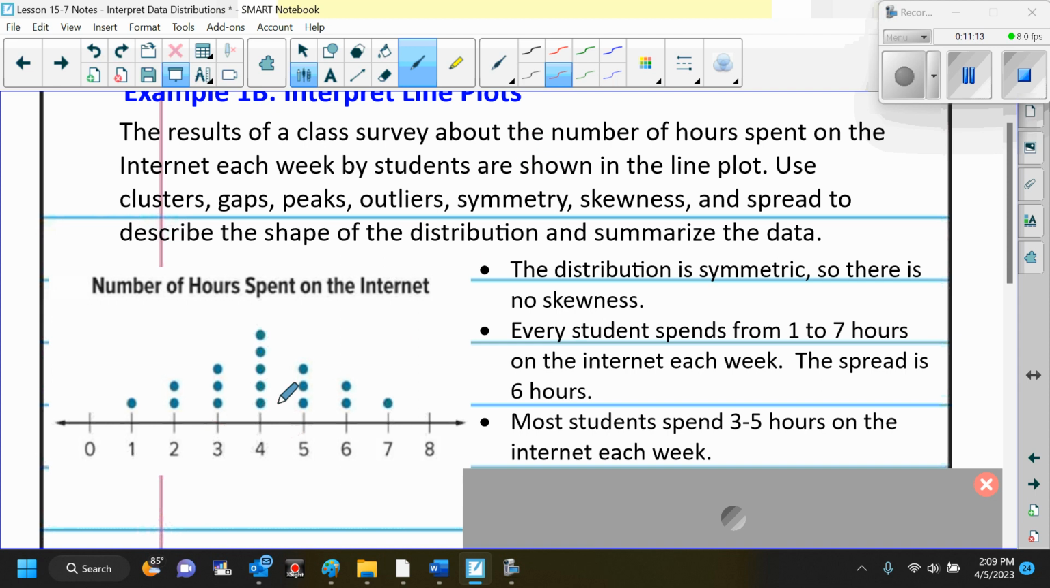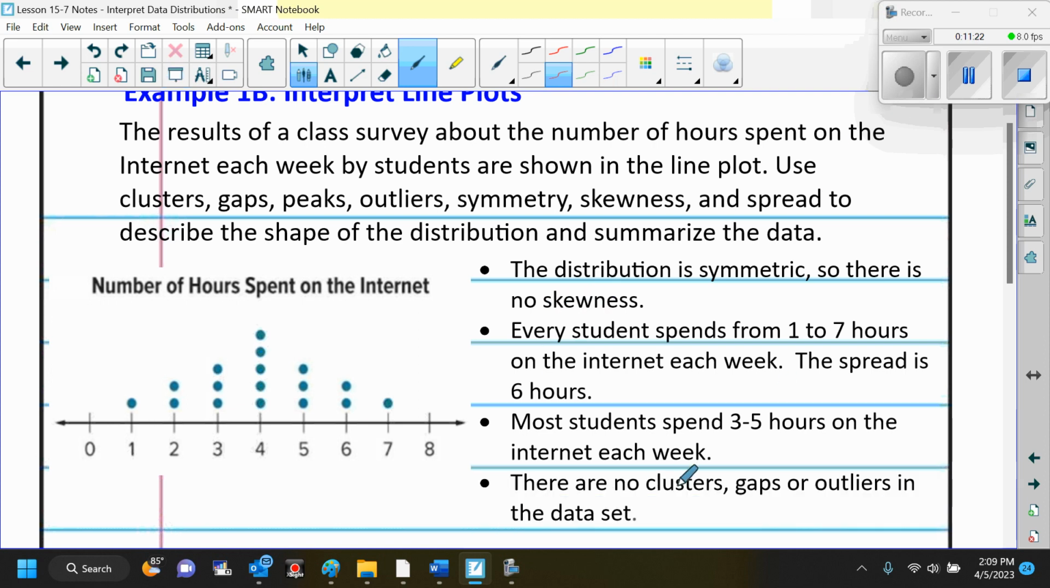And then finally, you don't see any holes in there. You don't see any clusters, and there are no outliers. So here, there are no clusters, gaps, or outliers in this data set.